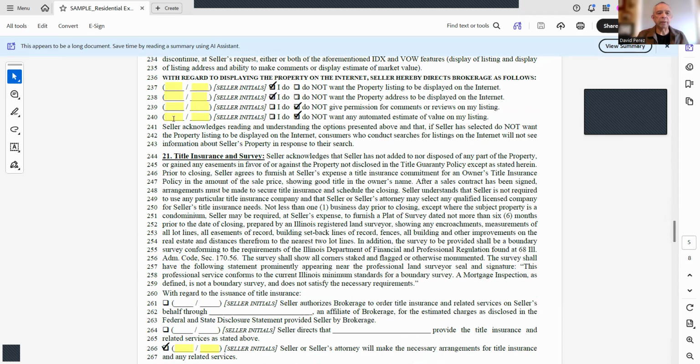Here, lines 237 through 240. It gives your agent that's representing you permission to list a property on the internet. You give them permission to put the address on the internet. This is like once it's on the MLS, it's all over the internet. I don't like giving them permission to comment or review on the listing. There's a lot of bad people out there, folks, and they will say some bad things about your properties.